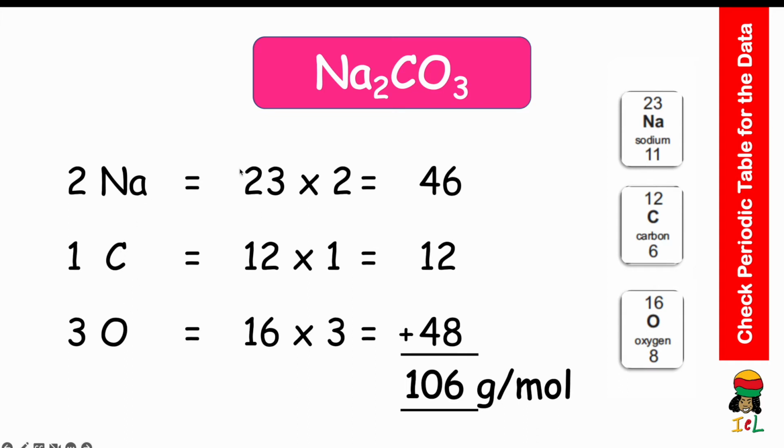The mass of 1 mole of sodium is 23. There are 2 sodiums. So when we multiply, we get a product of 46 grams per mole. The mass of 1 mole of carbon is 12 grams per mole. And there's only 1 carbon, so the product works out to be 12 grams per mole. Then for oxygen, the mass of 1 mole of oxygen is 16 grams per mole. There are 3 oxygens. When we multiply the quantity of oxygen by the mass of 1 mole, we get the product 48 grams per mole. Therefore, the total molar mass of sodium carbonate works out to be 106 grams per mole.